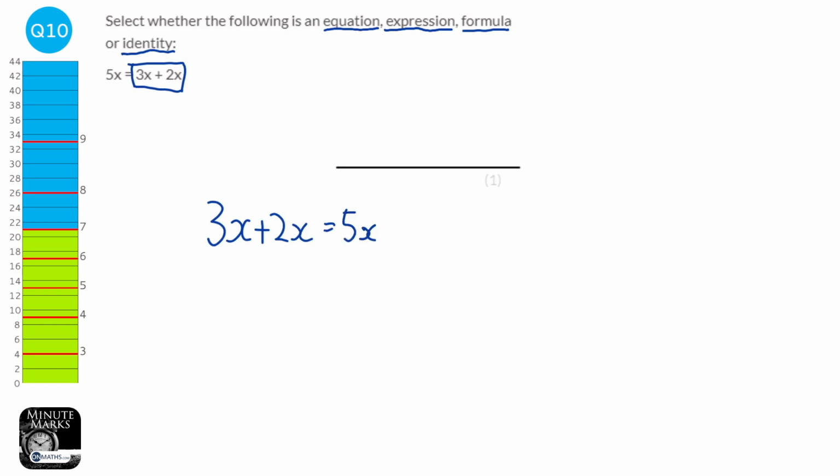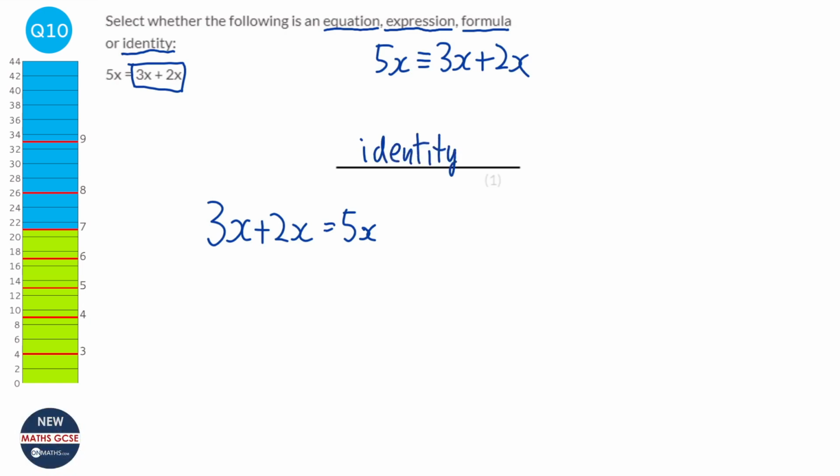Now normally with an identity it's shown with 3 lines. Now in the exam, this type of question won't be shown with 3 lines because that kind of gives it away that it's an identity. But this question is definitely an identity. And you can't solve it because it's true for all values of x. So yes, x could be 10, x could be a million, x could be a third, x could be anything.